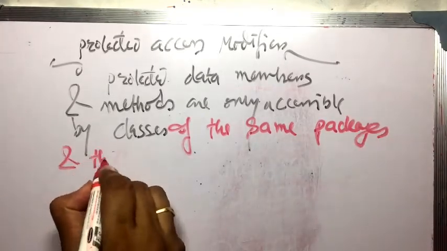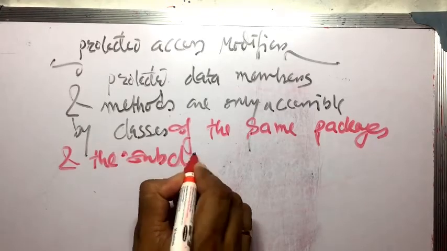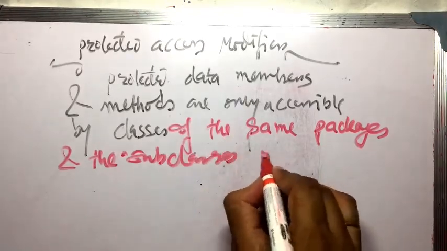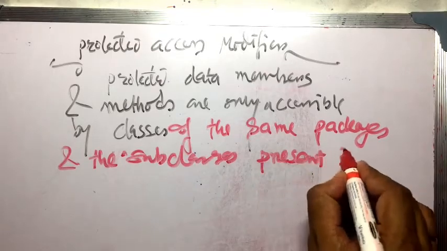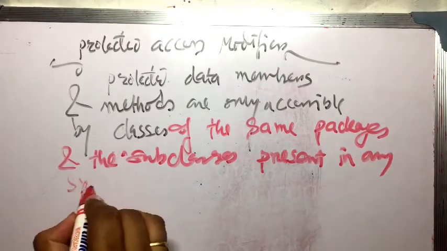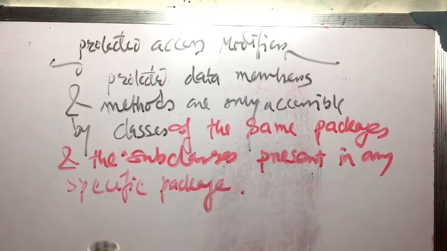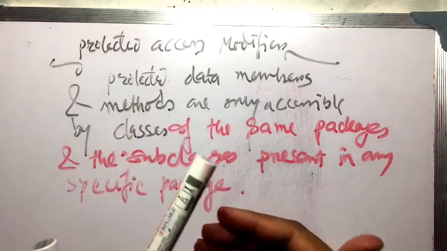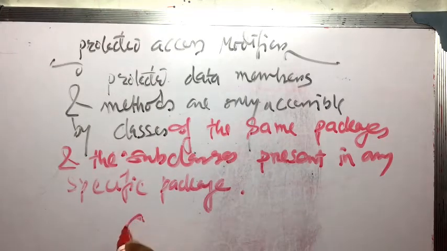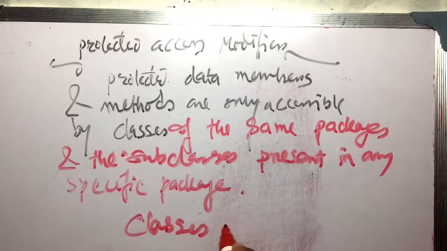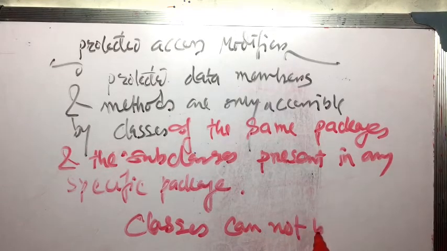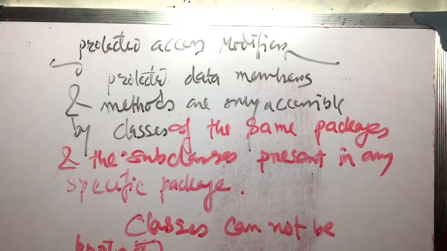and the subclasses present in any specific package. We can use it in any specific package. Classes cannot be protected. You can use protected on data members or methods. Classes cannot use the protected access modifier.